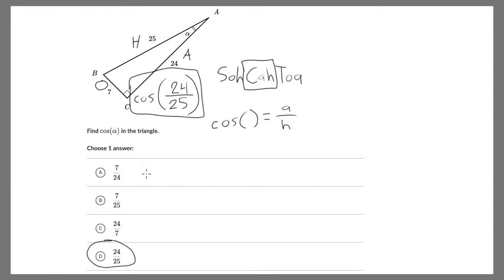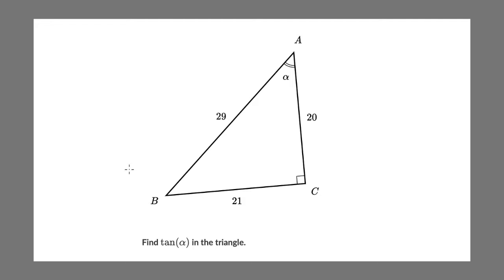Let's move on to the next problem. Alright, here is the next problem. There's no multiple choice for this one, so it is very scary, okay? Find tangent of theta in the triangle. I'm sure you're kind of tired of hearing Sohcahtoa, but I have to write it down. There's no other way. It's asking us to find tangent, so we're going to box this baby up. And it's O over A, as you can see, because Toa.